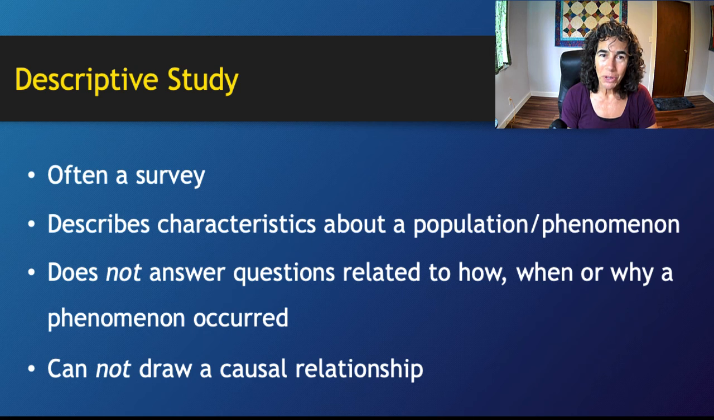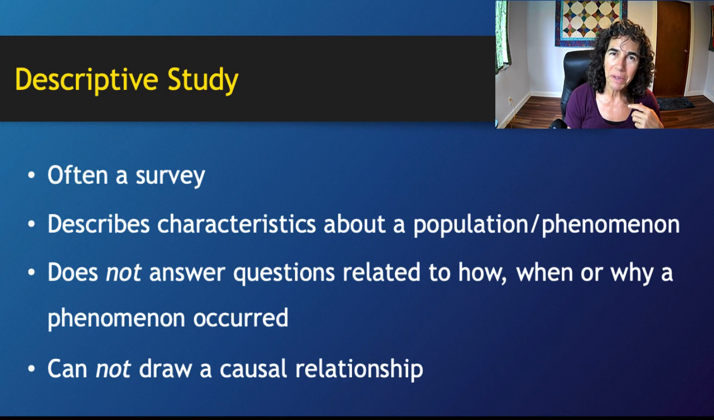When we think about surveys, descriptive studies, we're often thinking about surveys. We want to describe characteristics about a population or about a phenomenon. It doesn't answer questions related to how, when, or why a phenomenon occurred, and we cannot draw a causal relationship. So I'm going to kind of hammer on this. The only place that we can draw a causal relationship is, I hear you saying it at home, the randomized controlled trial, right? Anything else, we cannot draw a causal relationship.